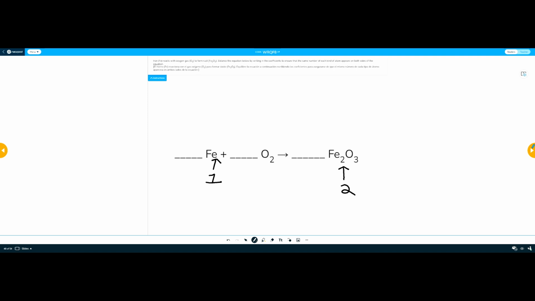What we need is for the number of Fe, or iron, the number of atoms of iron to match. What we have to do is multiply. We cannot add, and we cannot put a subscript. We are only allowed to put a coefficient. Remember, a coefficient is written in this area to the left of the formula of the atom or compound.